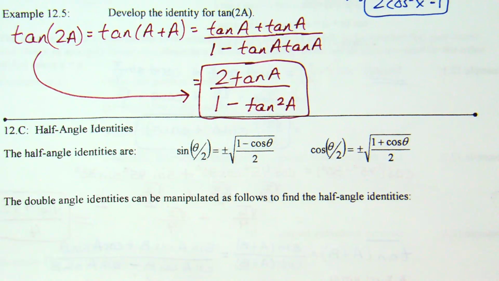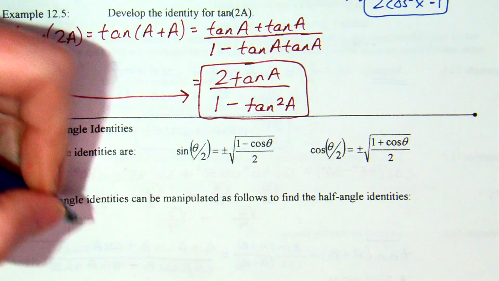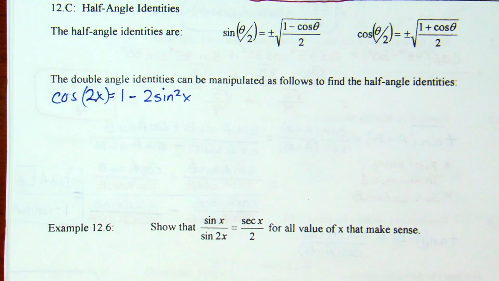So let's start off with the cosine double angle identity. We're going to use the one that uses sine right now. So I'm going to start off with cosine of 2x equals 1 minus 2 sine squared x. So that's one of our double angle identities from above, correct? Or from the previous page, if you prefer to think of it that way.